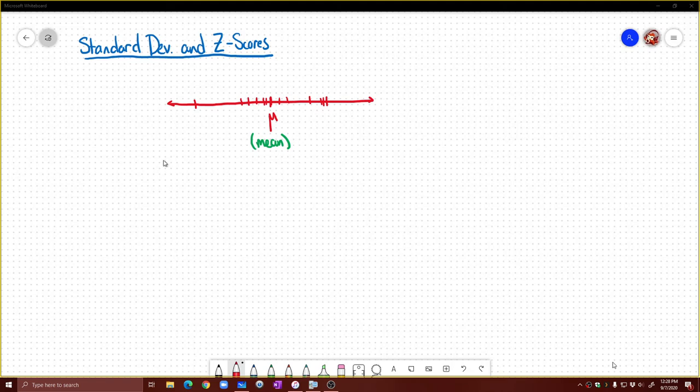So I'm just going to take a moment to explain what is meant by standard deviation, and then talk about how we get it in the calculator and how we can then use that to help us describe data points in a distribution. So in front of us here, I have a data set. In the middle, I marked where the location of the mean is.